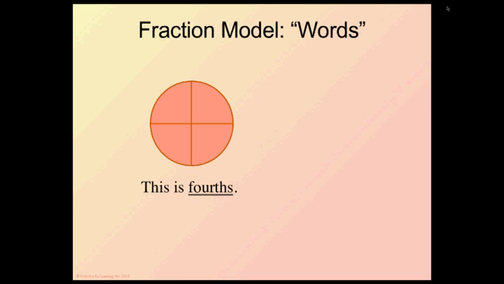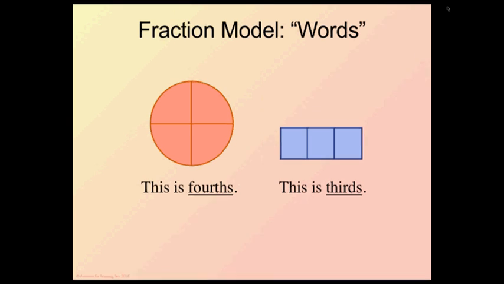Here's another one that we found in a textbook. We call this the words model. It says, this is fourths, this is thirds. Now, if this is chocolate, do you want a fourth or a third? I'm kind of thinking I'm going with a fourth. It doesn't make sense.